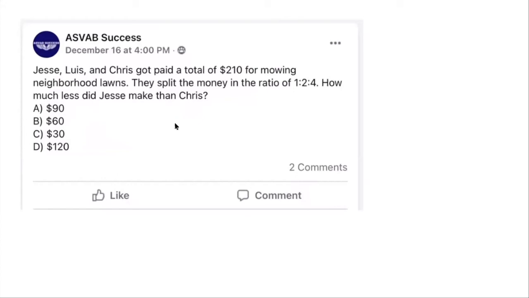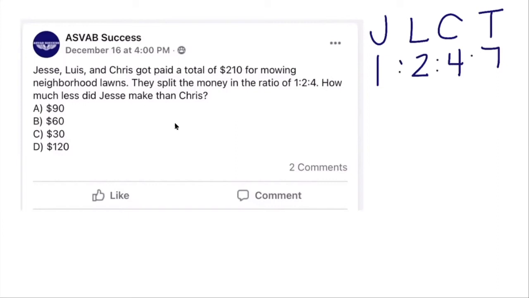All right, so let's start setting up our ratio to see what information we're gonna use. So we have Jesse, Lewis, Chris. These are all parts. So we're gonna put a T over here for total, okay? We know that Jesse got 1, Lewis got 2, and Chris got 4. When we add these up, we get 1 plus 2 is 3, plus 4 is 7. So we have part to part to whole, or total, okay?